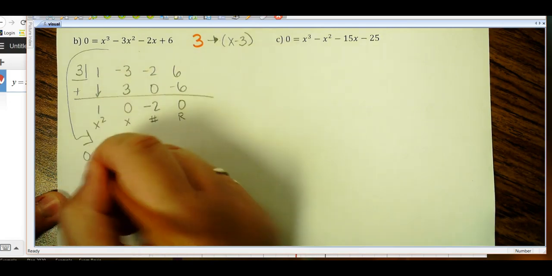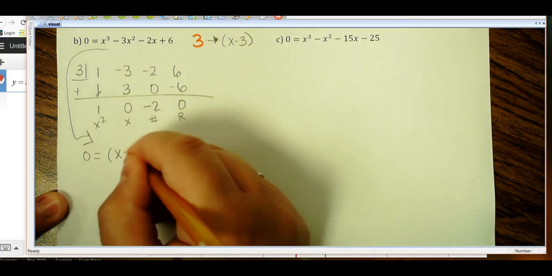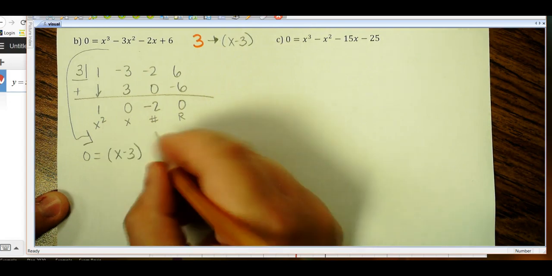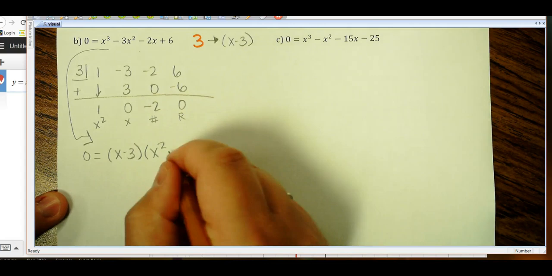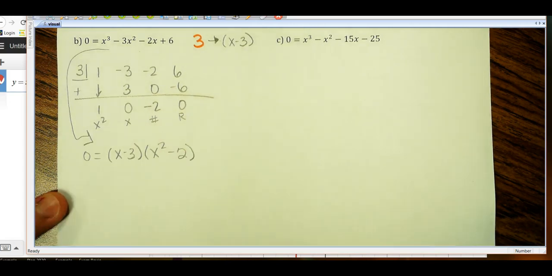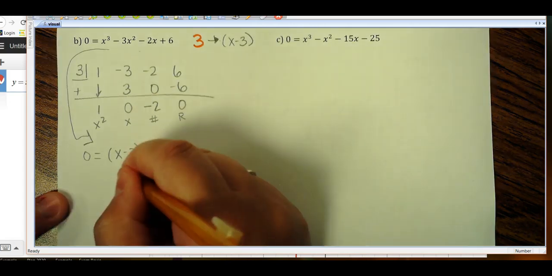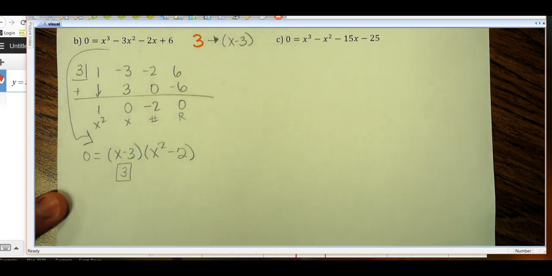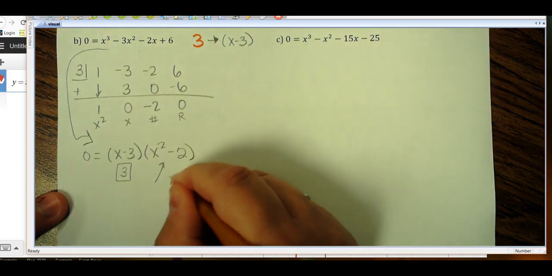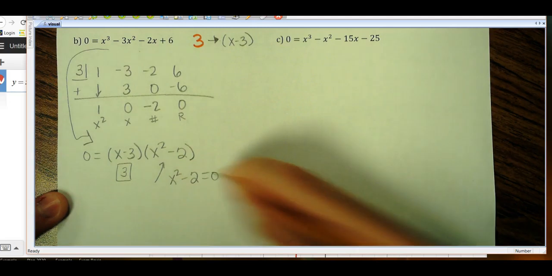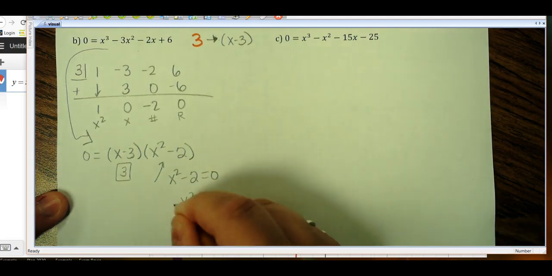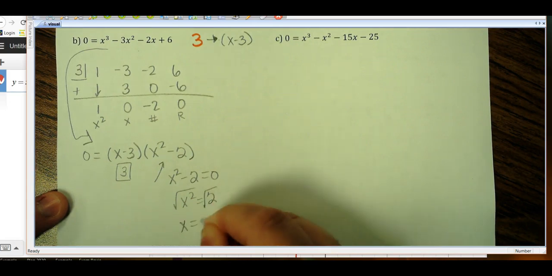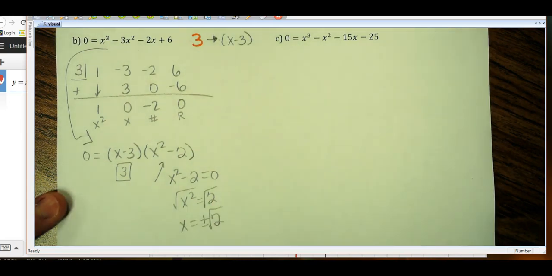The factored form of this, we know x minus 3 from the graph. The other factor is x squared, no x, so I'm not going to write that, and then -2. So those two things together give me 0. 3, we already know that from the graph, and then all we have to do here is set this equal to 0. So I would add 2, take the square root, and plus or minus the square root of 2, that gives me the other 2 answers.